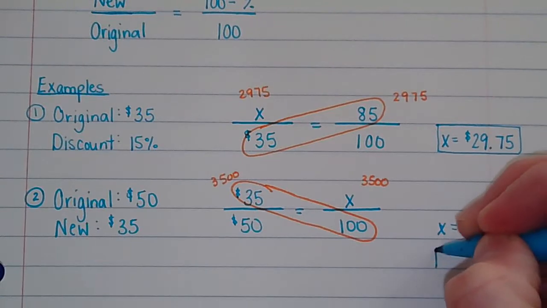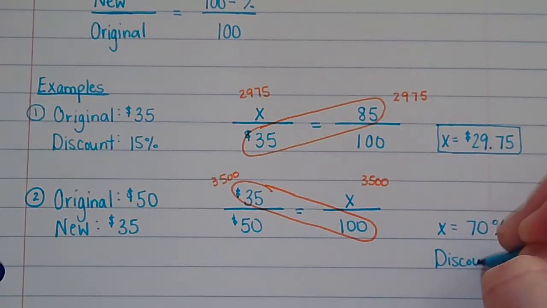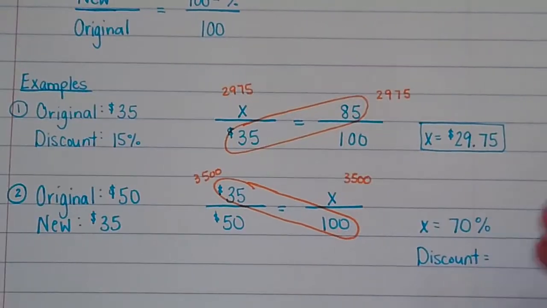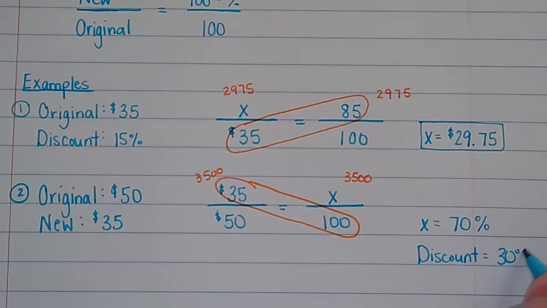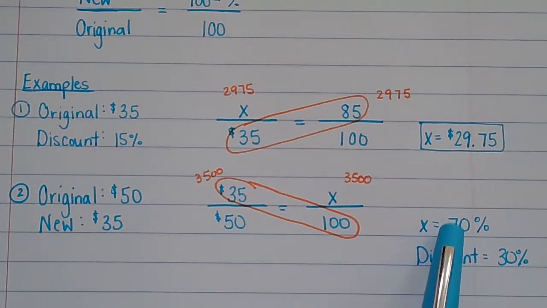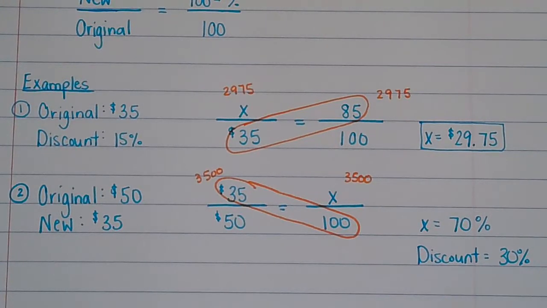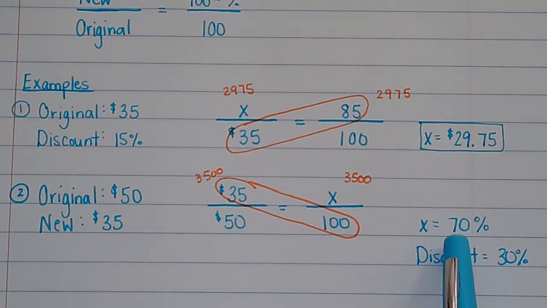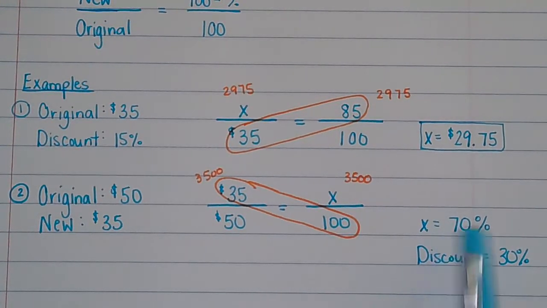So my discount is actually 30%. Okay, you're paying 70% of the price. The discount is 30%. I know that's kind of confusing, but hopefully you get the point that I'm trying to make. If you got the answer of 70, okay, then if you're taking 70% off of the cost, then you're hardly paying anything at all.